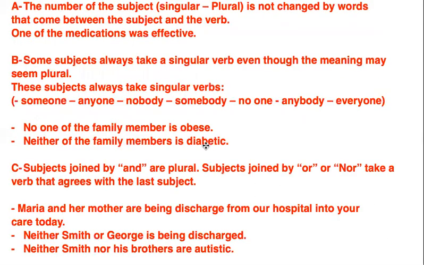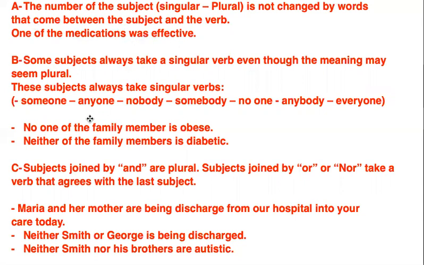طيب بعد كده شوية حاجات عايزين نفتكرهم مع بعض، شوية rules to recap. Number 1, the number of the subject, singular or plural, is not changed by words that come between the subject and the verb. ماليش دعوة بالwords اللي بتيجي ما بين السبجect والverb. For example, one of the medications was effective. One of the medications. طيب لما حد بيجي يكتب دايما بيبص إن هو medications. هو medications هي السبجect؟ No. One واحد بس من الmedications was effective.